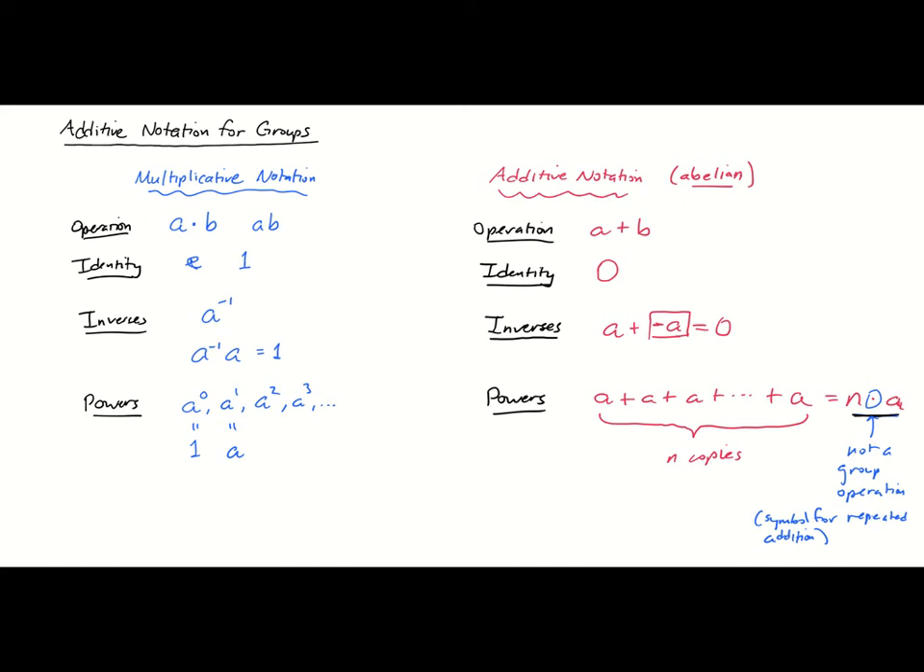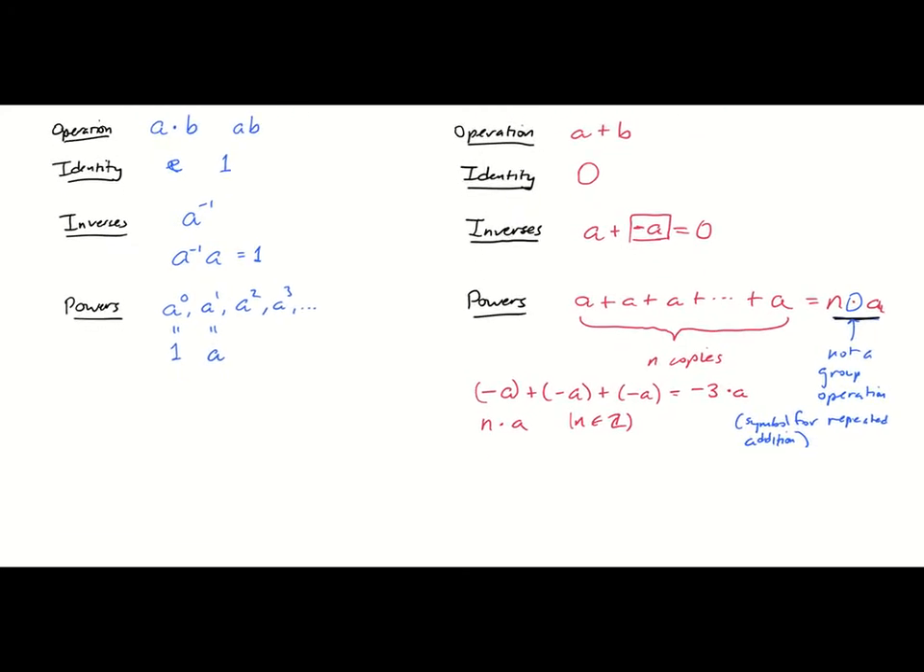So for example, if I want to compose 3 copies of the inverse of A, then I would do this. I'll put these in parentheses just to avoid any confusion there. So what do we call that? We would call that negative 3 times A. So if I have a group where we're using additive notation, I can actually define n times A. And again, I'm using the word times kind of reluctantly there, but n times A, where n is any integer. And I'll just zip down here and define that.